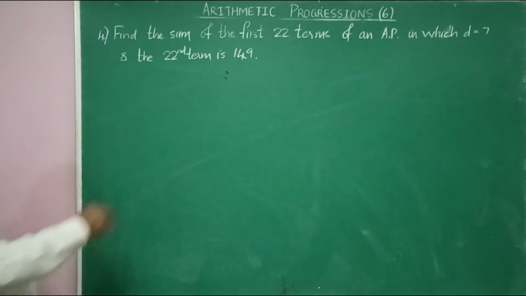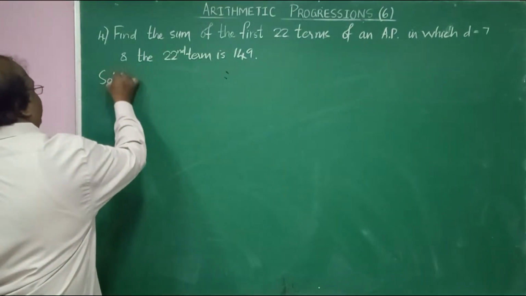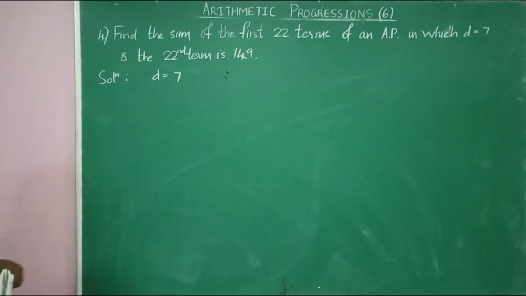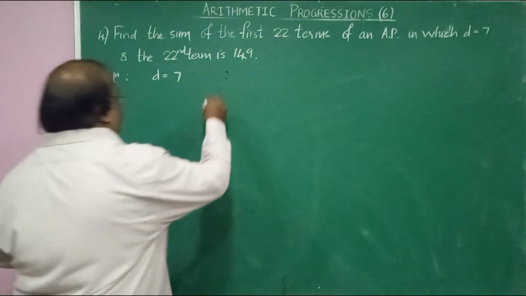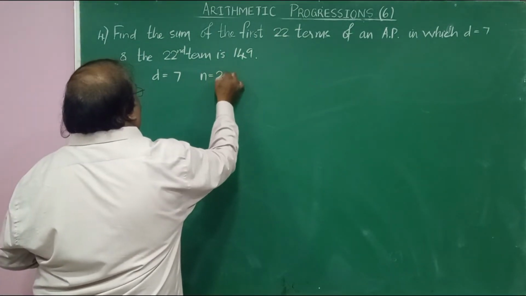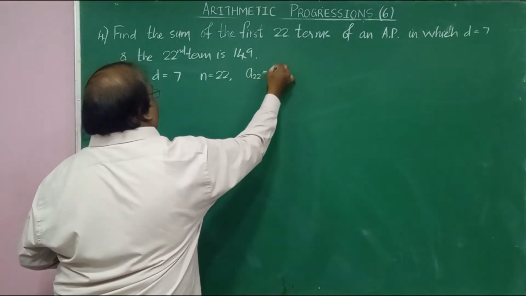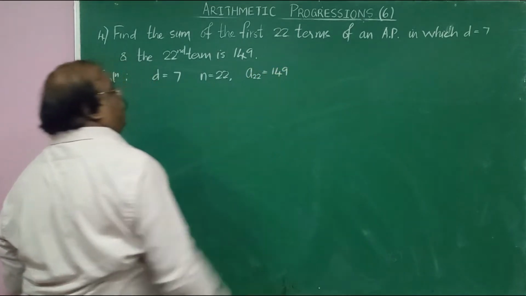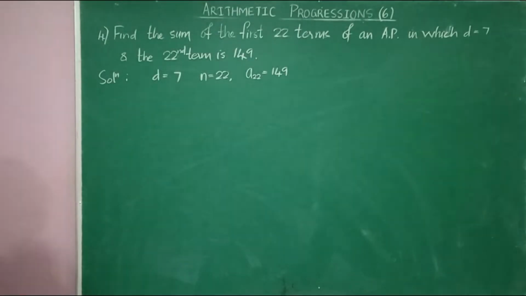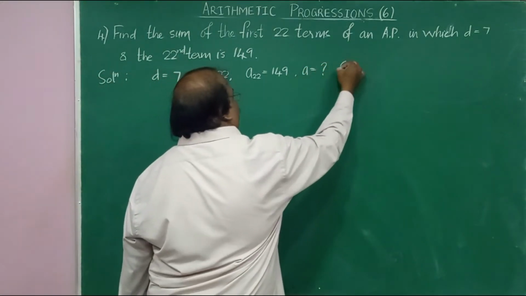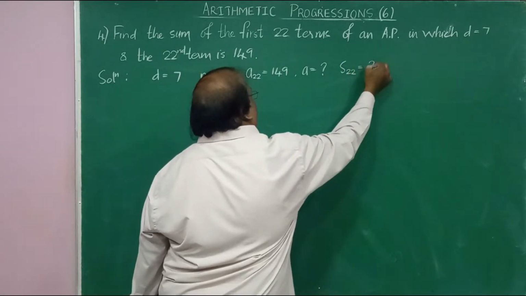Let me write first what is given. What is d? Common difference is 7. You know that n is 22. I also know that the 22nd term is 149. I am asking you to find out the sum of the first 22 terms, that is S22. But before I find out what is S22, I should first find out what is your first term.